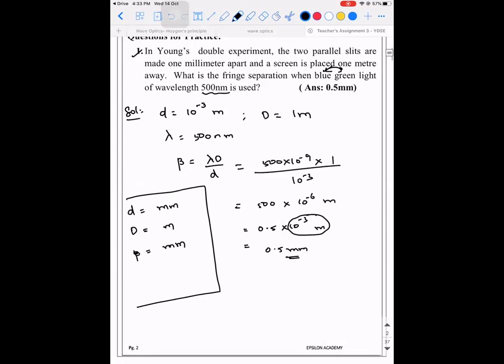Similarly, if wavelength is asked, report the answer either in terms of nanometer or angstrom. So nanometer is 10 power minus 9 meter, angstrom is 10 power minus 10 meter. So these are all some important points.